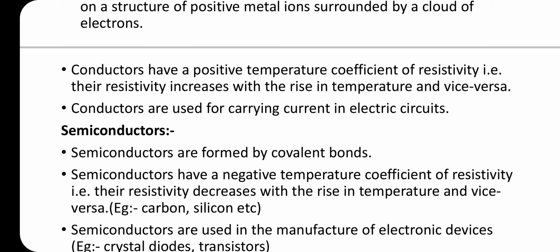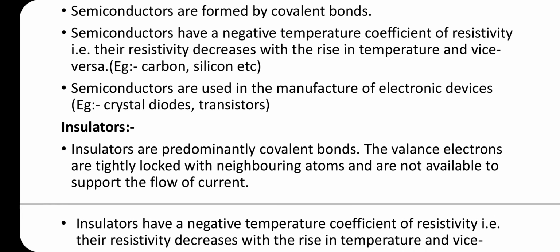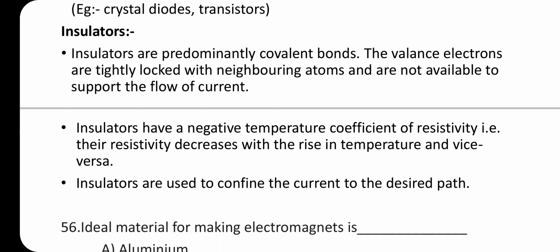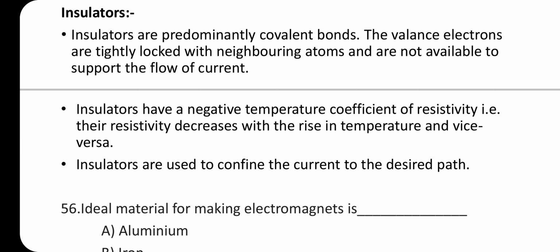That is, their resistivity decreases with the rise in temperature and vice versa. Example, carbon, silicon, etc. Semiconductors are used in the manufacture of electronic devices. Example, crystal diodes, transistors. Insulators. Insulators are predominantly covalent bonds.